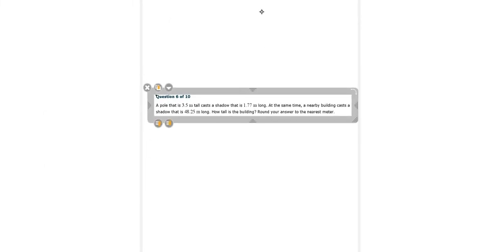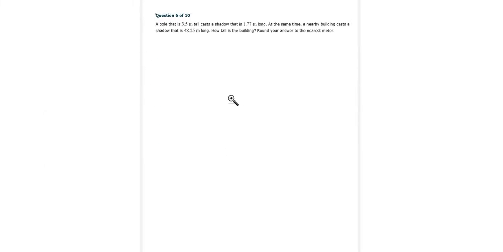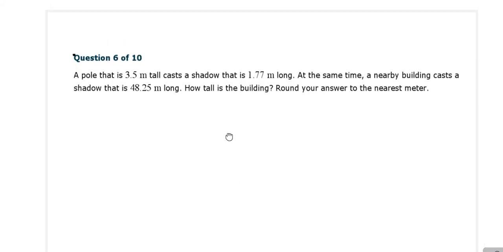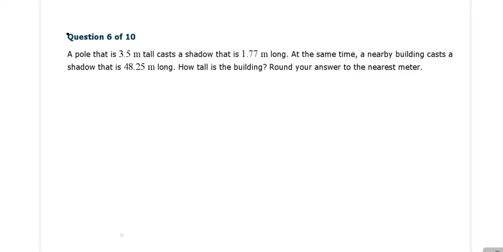So problem number 6 says a pole that is 3.5 meters casts a shadow that is 1.77 meters long. At the same time, a nearby building casts a shadow that is 48.25 meters long. How tall is the building?